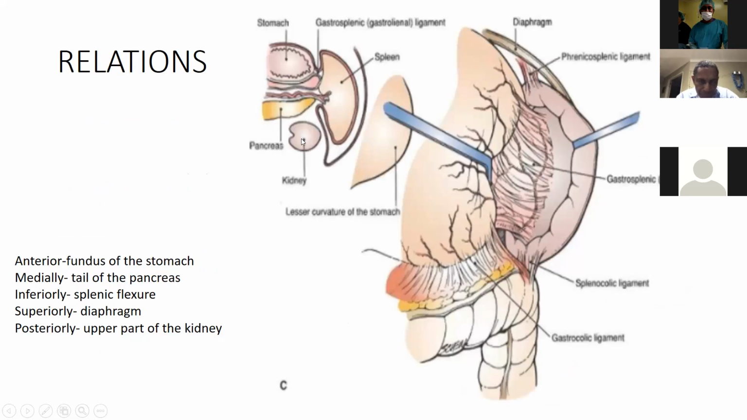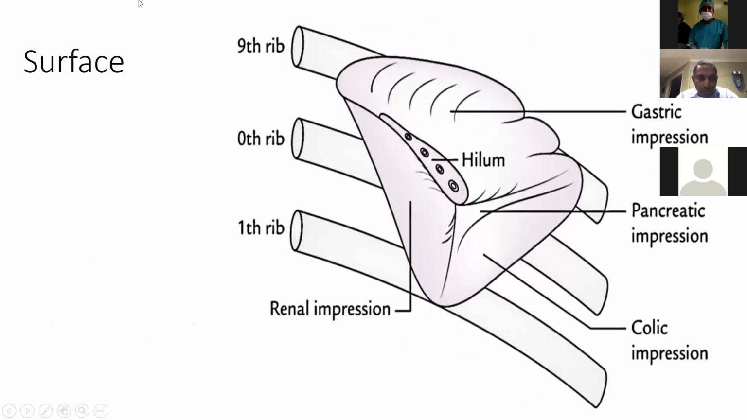Below, you have the splenic flexure from the colon. So that's where you have your splenocolic ligament. And then superiorly, you have your diaphragm, so you have your phrenic attachments there. And then apart from that, you have your relations to the kidneys, which is also important. The surfaces, as I mentioned, you have your renal impressions, you have your impressions from the pancreas, the stomach, and also from the gastric portion of the greater curvature of the stomach.